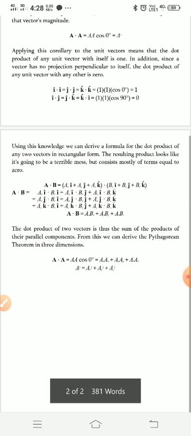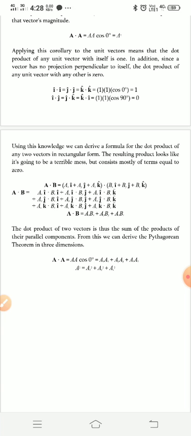We also know that A dot B is equal to AB cos theta. Therefore, cos theta is equal to A dot B upon AB. The expression is not given here, but you should listen to this explanation carefully and try to understand.